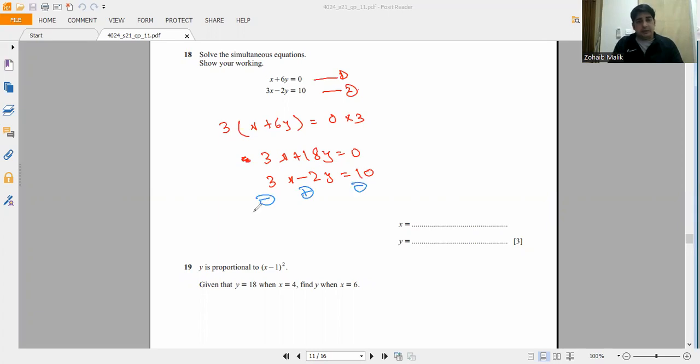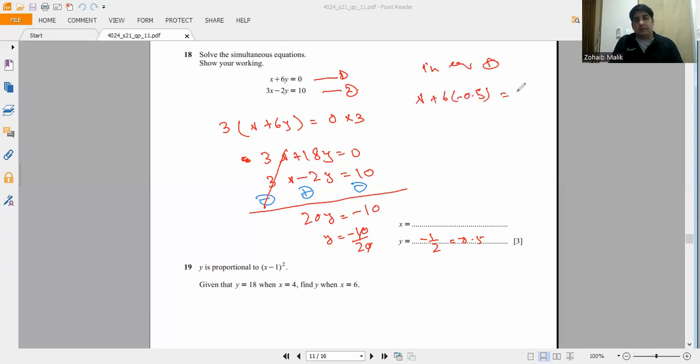And if I start solving them, I will get 3x minus 3x cancel, 18 plus 2y would be 20y, and 0 minus 10 would be minus 10. So y is equal to minus 10 over 20, which means negative 1 by 2, or you can write negative 0.5. We put this in equation 1. So this is x plus 6 into negative 0.5 is equal to 0. x minus 3 is equal to 0. So x would be equal to 3. So this is 3.